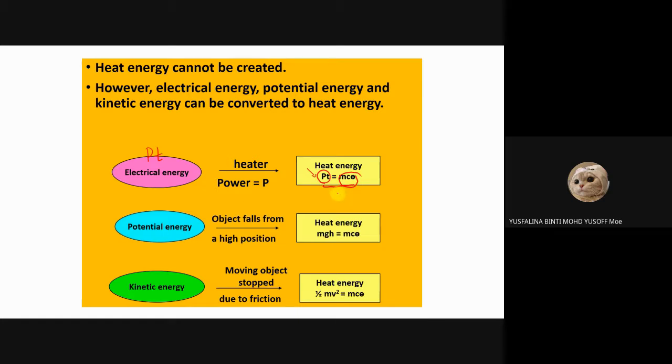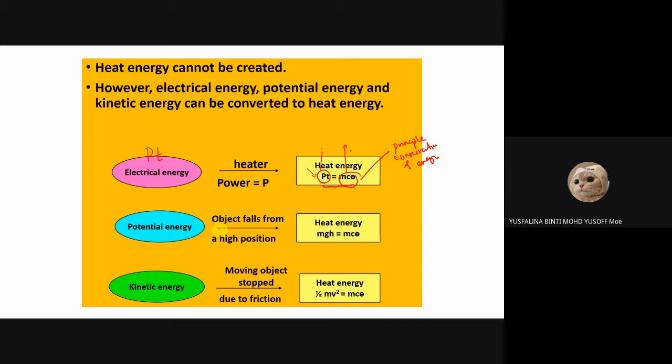Then sometimes they will ask you, what is the principle you use here? PT is equal to mc theta. So this is the principle of conservation of energy. This is the principle that we use. We assume that electrical energy is equal to heat energy. Okay, and then another one, they say an object falls from a high position.